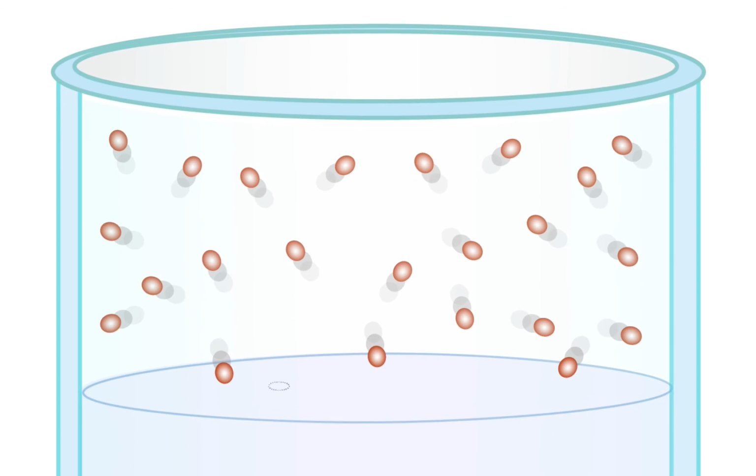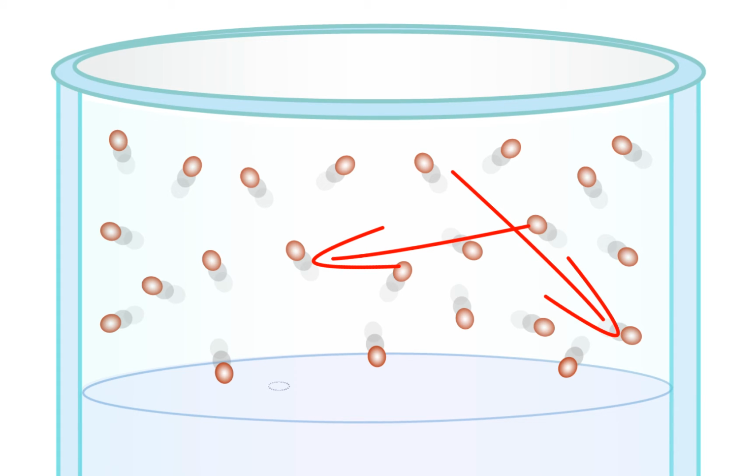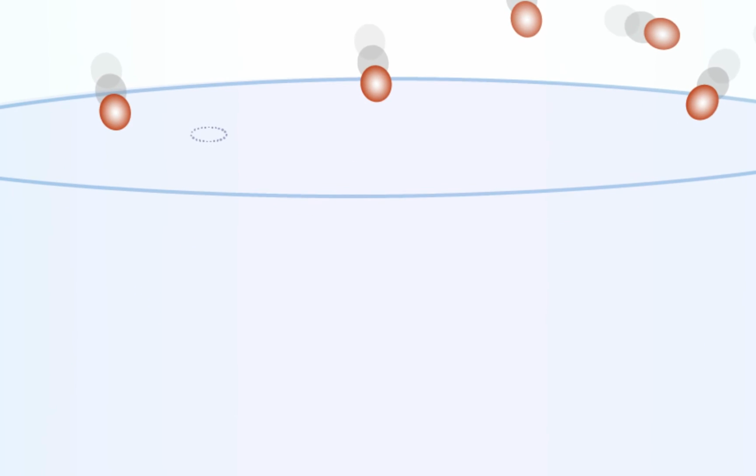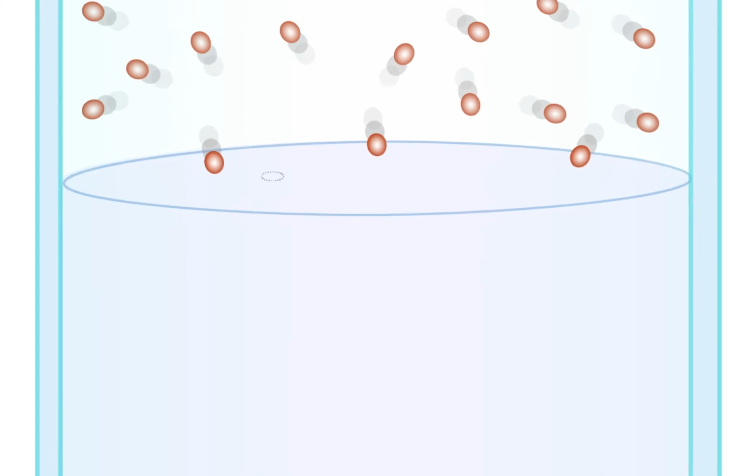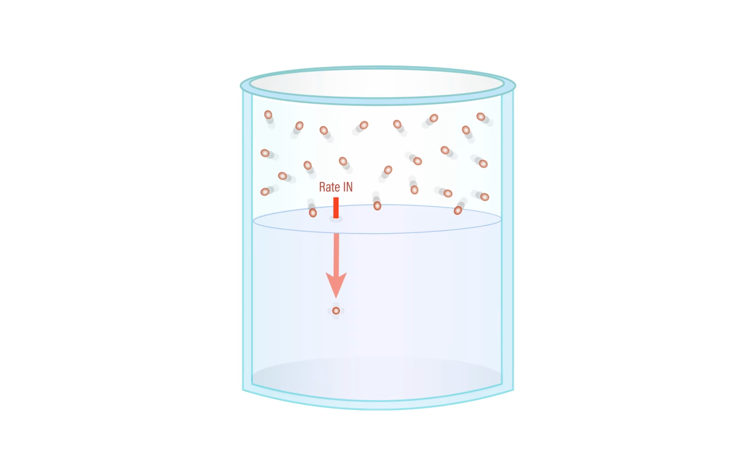The gas molecules are zipping around the upper half of the chamber, making collisions against the wall of the chamber, and also making collisions against the air-water interface. When a gas molecule collides with the air-water interface, it can become trapped into the liquid and thereby become dissolved. The rate at which gas molecules move from the gas phase into the liquid phase is proportional to the number of gas molecules within the chamber.